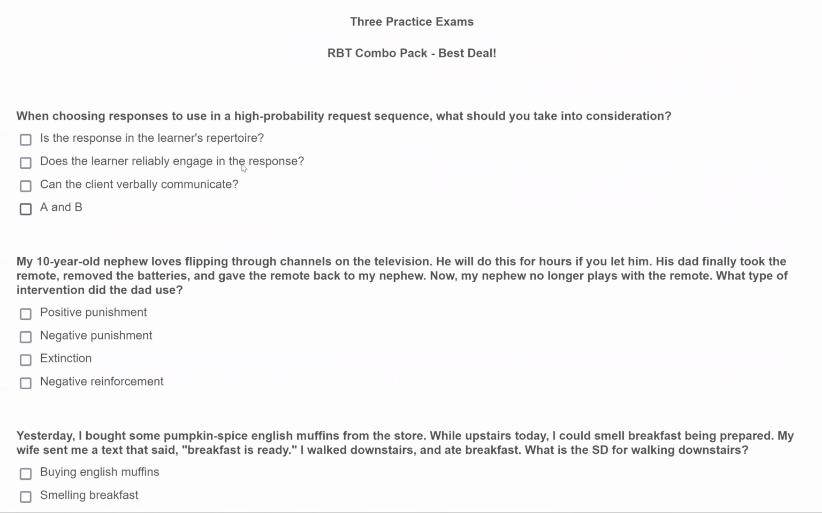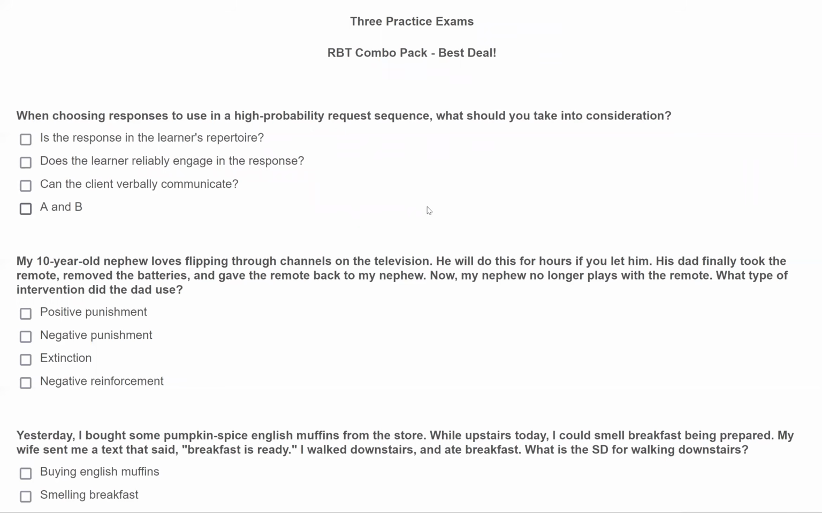Question 1. When choosing responses to use in a high probability request sequence, what should you take into consideration? Questions like these are asking you to dig a little deeper and think a little harder. We have a term, so what are we going to do? We're going to define it. A high P request sequence is when we ask a series of high probability requests to build behavior momentum, and then we follow it with a low probability request. Clap your hands, stomp your feet. What's 2 plus 2? You should know what a high P request sequence is.